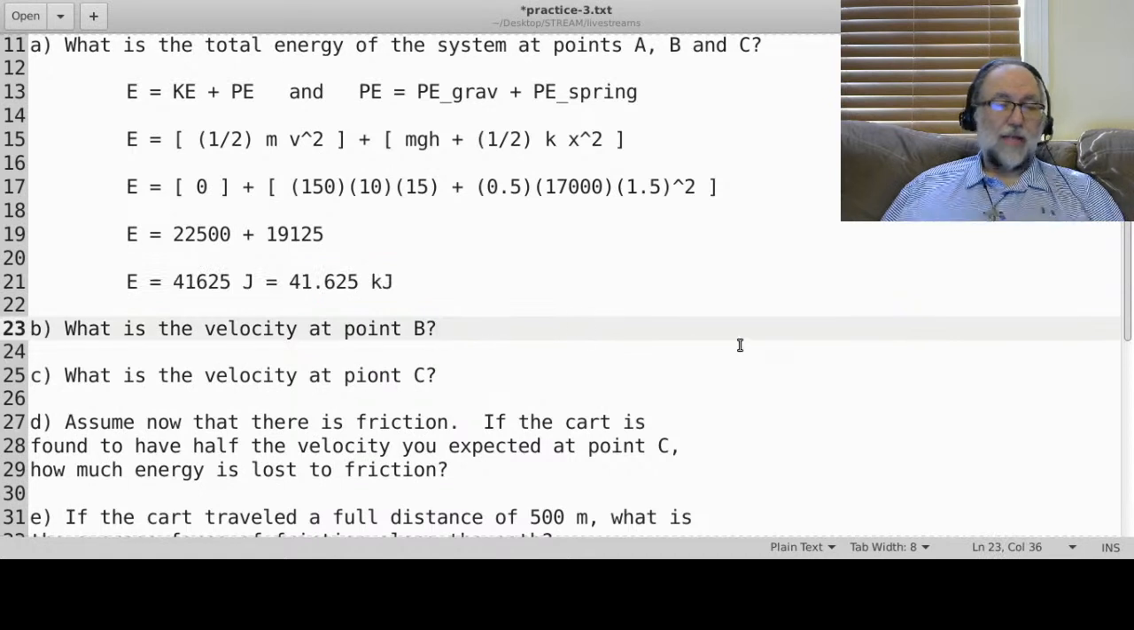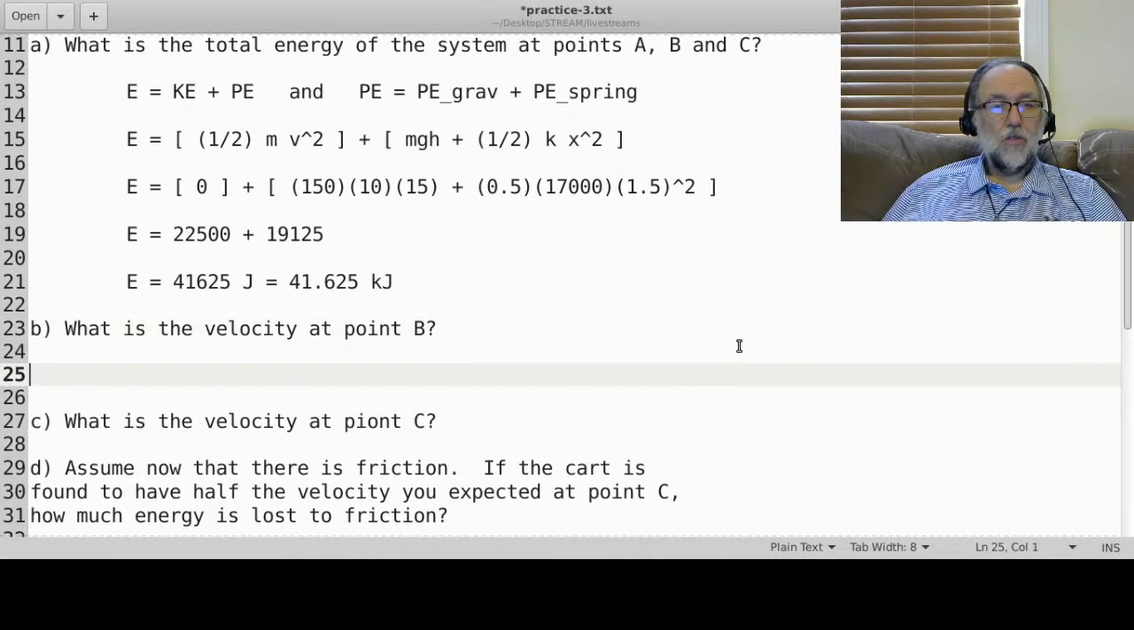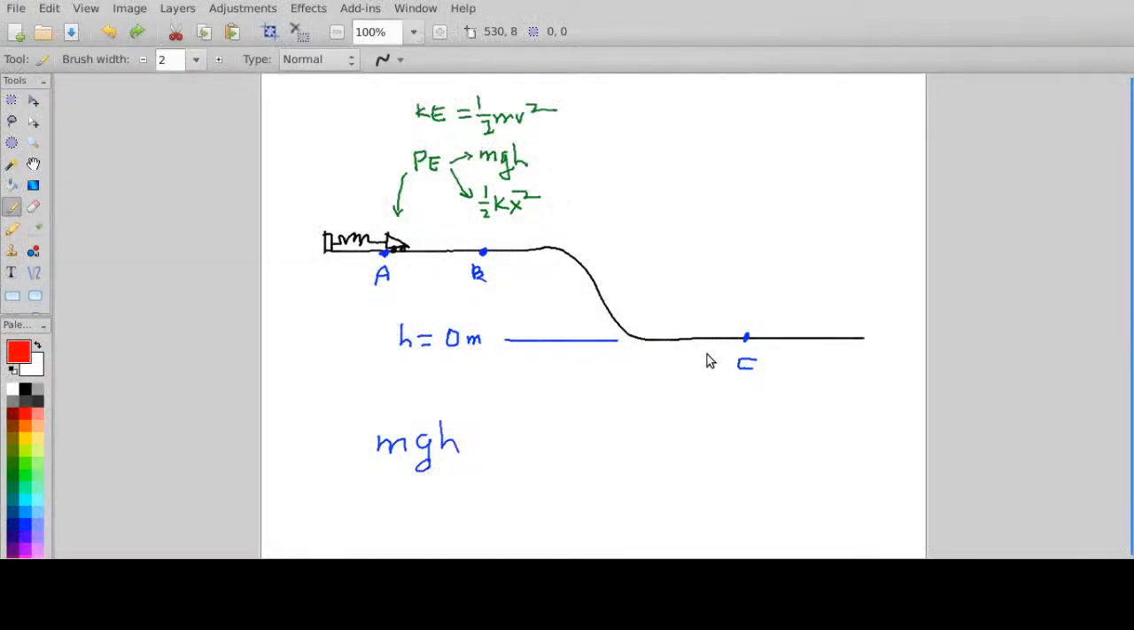Okay, so now what's the velocity at point B? Let me switch back here just to remind you. At point B, you're still at the top of the hill. The spring has sprung, so the spring has given up its energy, but you're still at the top of the hill. So you still have that potential energy due to gravity. You still have h equals 15 there.